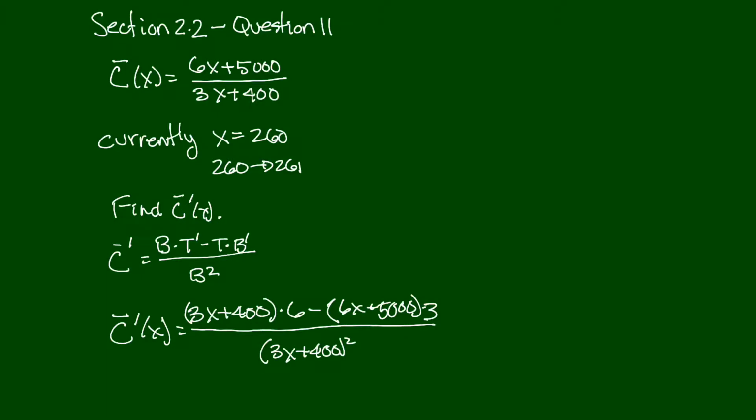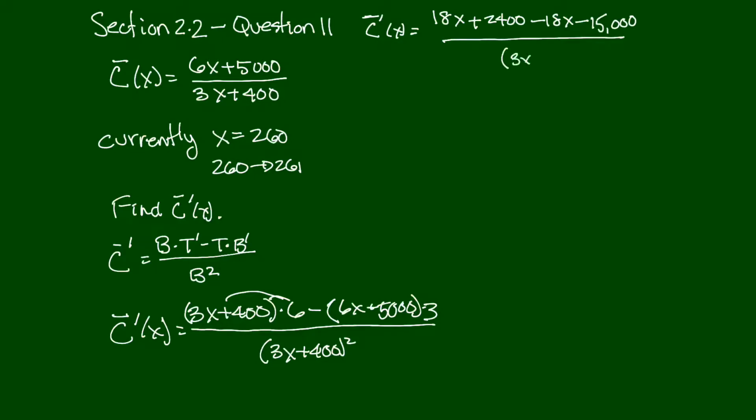A little bit of algebra, we can simplify this, so we're going to multiply in by the 6, so 6 times 3x, so let's write it up here at the top right. So C bar prime of x is going to be 18x plus, now 6 times 4 is 24, but we've got 2 zeros. And now multiply in by that 3, but don't forget that negative. So I'm going to multiply in by negative 3. So this will be minus 18x, and then minus, well, 3 times 5 is 15, and we've got 3 zeros, all over that denominator squared, 3x plus 400 squared.